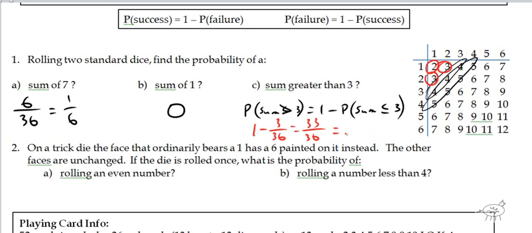And I always want you to use your calculator. So you're always going to use that nice little fraction button in your calculator. Basically hit math, enter, enter. Always math, enter, enter. And so you get 11 over 12.